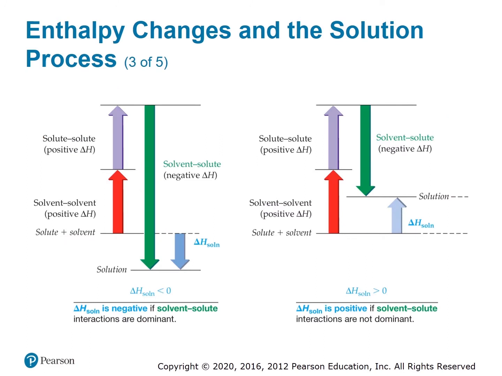If we plot this on an energy diagram, we can see how these processes interact. The total enthalpy change for the formation of a solution is determined by the relative strength of each of these three steps. If the solvent-solute interactions are stronger than the combined solute-solute and solvent-solvent interactions, the total enthalpy change for forming the solution will be negative, or exothermic. Energy is given off. Likewise, if the solvent-solute interactions are not as strong as the combined solute-solute and solvent-solvent interactions, the total enthalpy change of forming the solution will be positive, or endothermic.